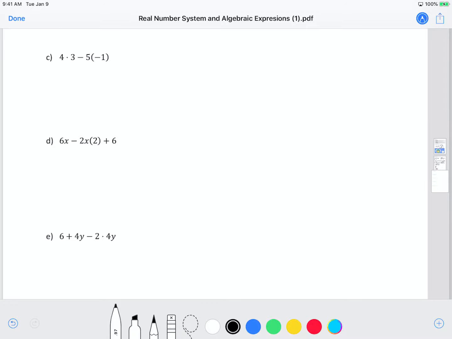Okay, for example C, we've got multiplication and we've got subtraction. According to order of operations, we do multiplication first. So I'm going to do the 4 times 3, which is the 12. And I also have the 5 times the -1, which would give me -5. Then I do subtraction last. And I have 12 minus a -5. So that's the same thing as saying 12 plus 5. So my final answer will be 17.